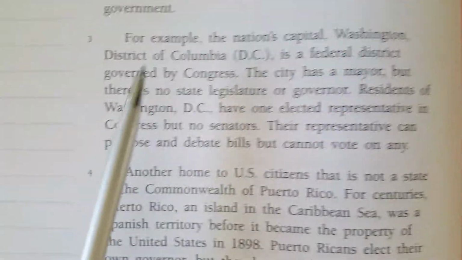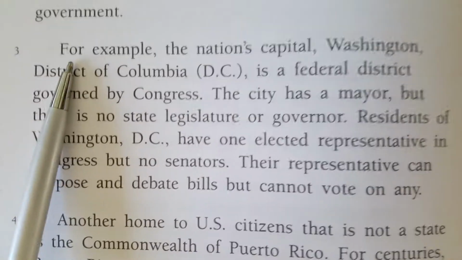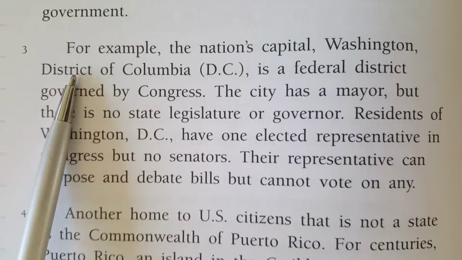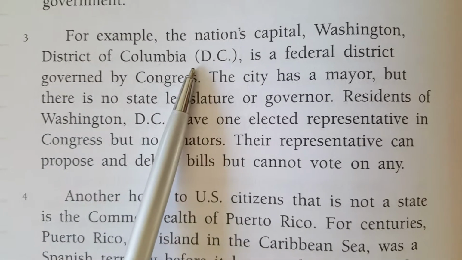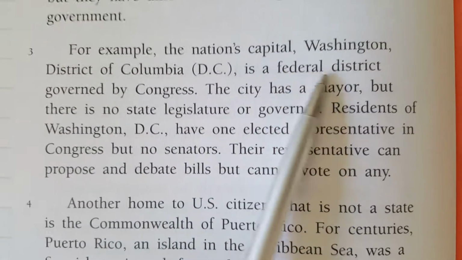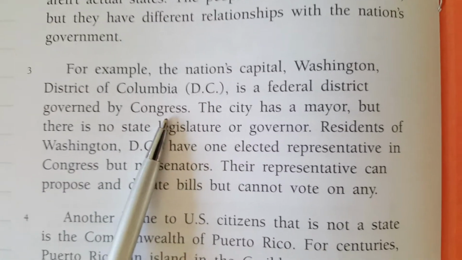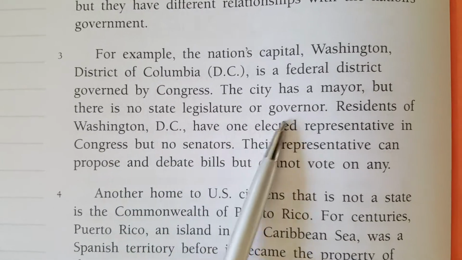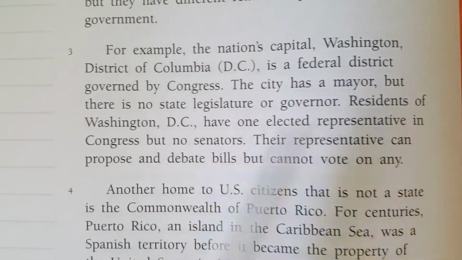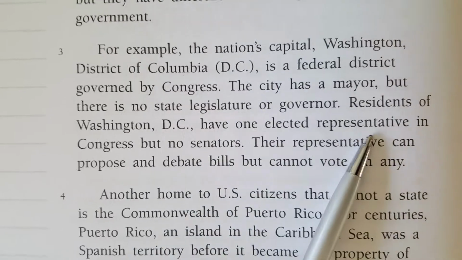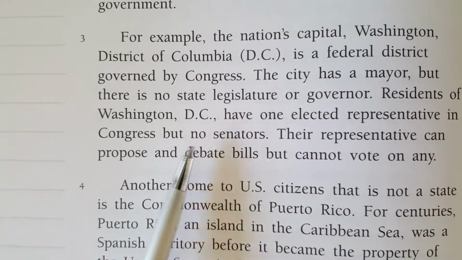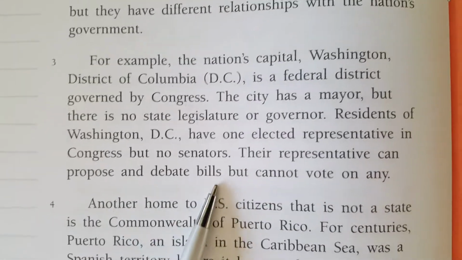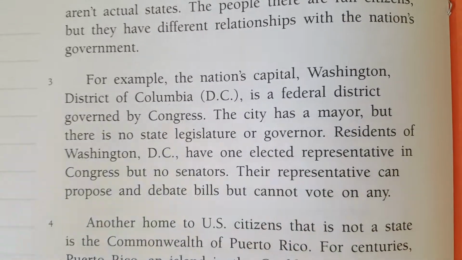That's paragraph 2. Remember, follow along with your pen or pencil. For example, the nation's capital, Washington, District of Columbia, in parentheses, D.C., is a federal district governed by Congress. The city has a mayor, but there is no state legislature or governor. Residents of Washington, D.C. have one elected representative in Congress, but no senators. Their representative can propose and debate bills, but cannot vote on any.